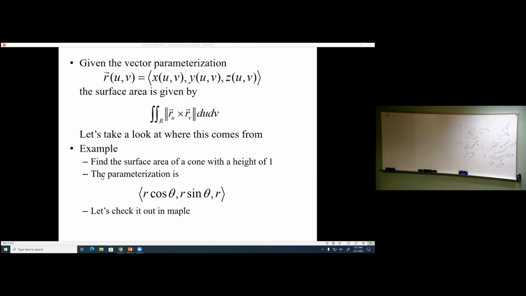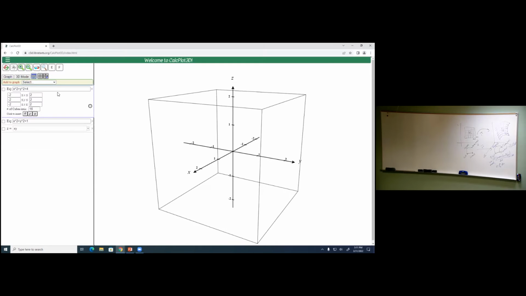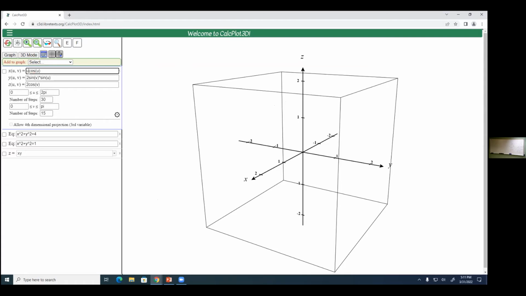So right here, I got the parameterization. Now here's what's really cool about this. All right, let me bring over CalcPlot3D. Okay, so if you want to do a parameterized surface, right there, parametric surface. Now, by default, this uses u and v instead of theta and r, like I had in my parameterization. But let's use u for the radius. So we're going to have u times cosine of v.